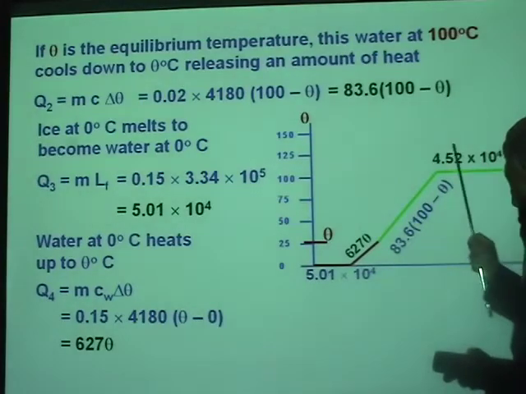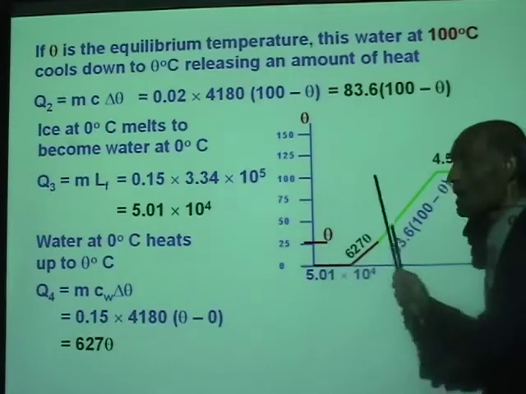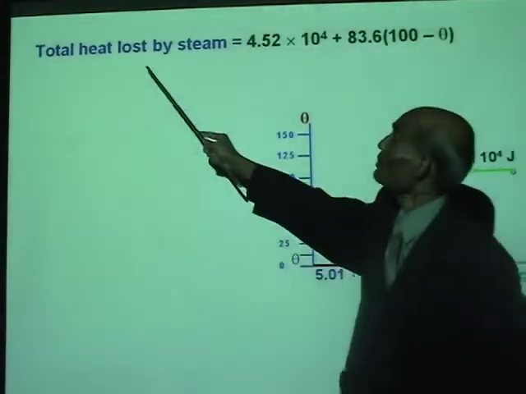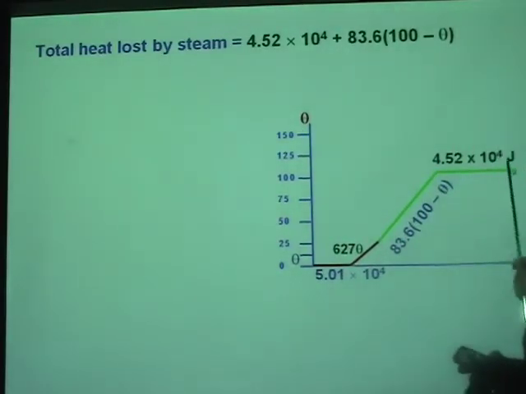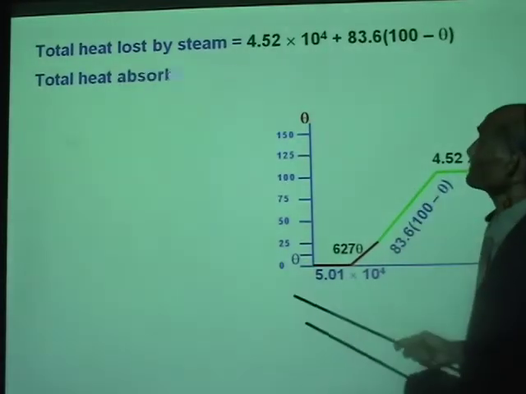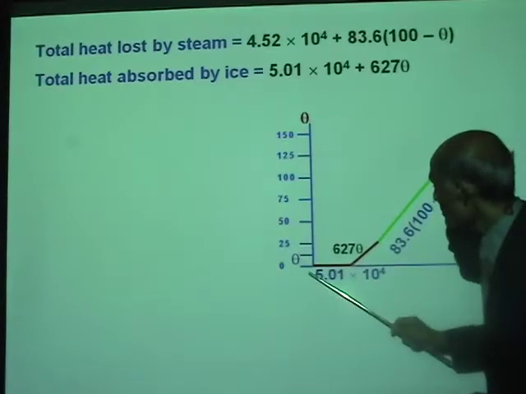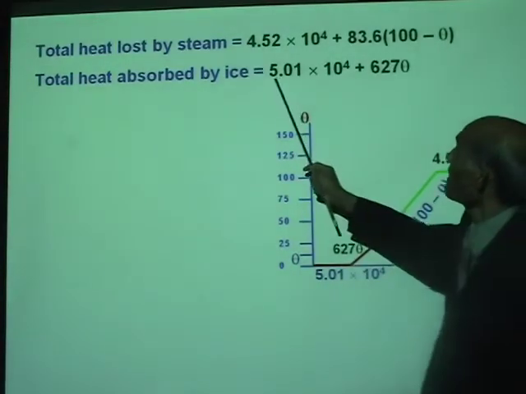The total amount of heat lost is equal to the total amount of heat absorbed. Let's do that next slide. Total heat lost by steam is this quantity plus this quantity. There you are. And the total heat absorbed by ice will be this quantity plus this quantity.